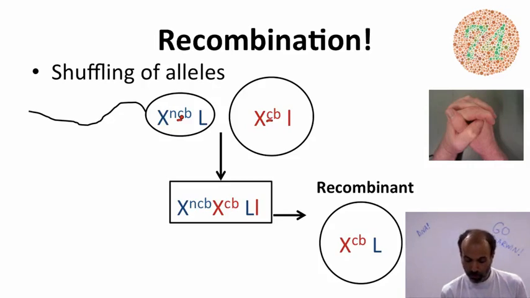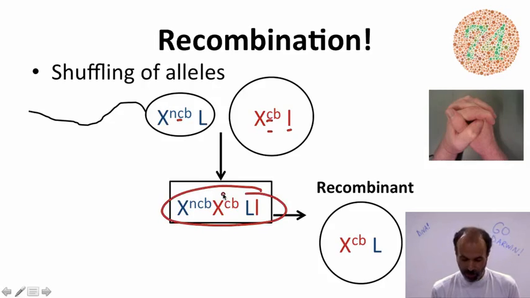So if you have a sperm from somebody who is not colorblind and with left thumb on top, so this is the sperm that's coming in. Here's the egg with the X that's colorblind and right thumb on top. You end up with somebody who's heterozygous for both, right? He has one copy of each allele.